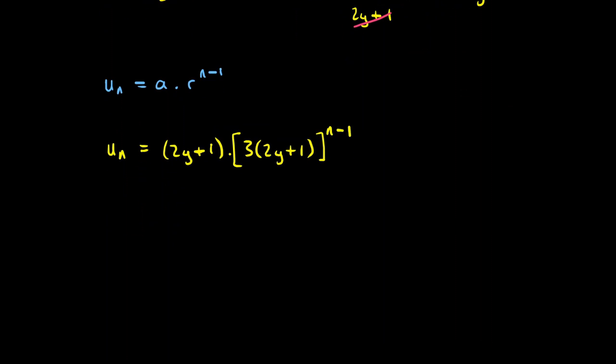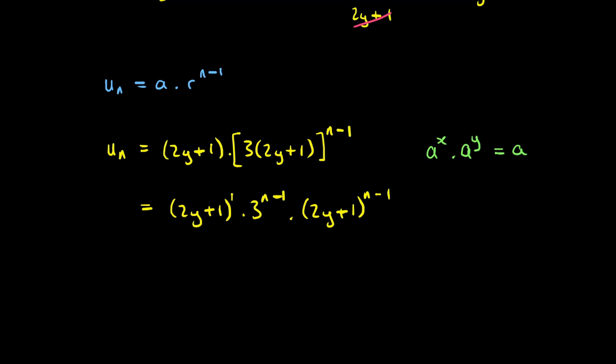All right, let's simplify this. We are going to end up with here 2y plus 1 to the power of 1 times by 3 to the power of n minus 1 times by 2y plus 1 to the power of n minus 1. Now, we can combine these two things, and we can use the indices rule. If we've got a to the power of x times by a to the power of y, that's equal to a to the power of x plus y. We add the indices. What I'm going to do is take 1 here and add it to n minus 1. And 1 plus n minus 1 is just n. So what we're left with here is 2y plus 1 to the power of n times by 3 to the power of n minus 1.